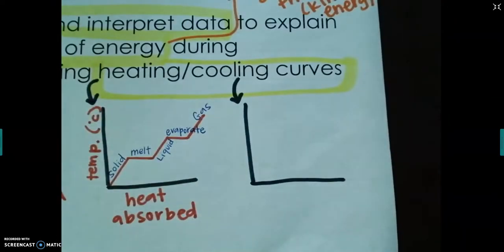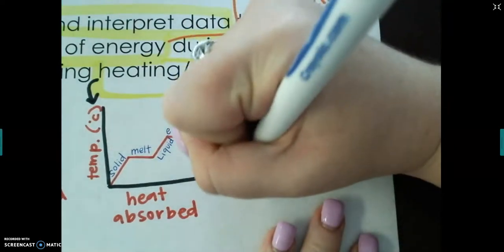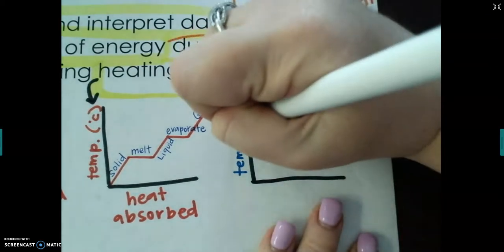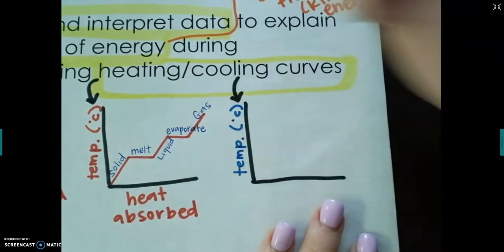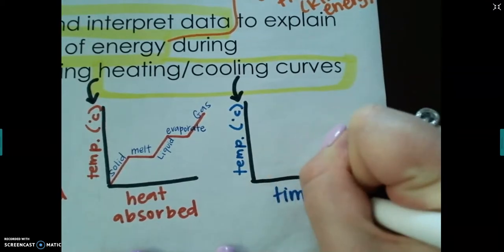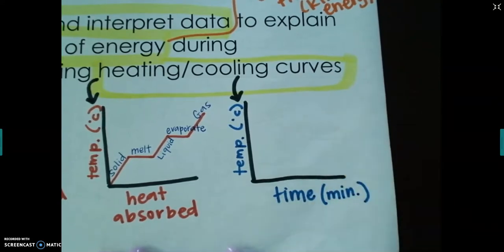So let's draw our cooling curve first, and I'm going to use blue. So we want to first label our axes. On this axis, we are again going to write temperature, and I'm going to again abbreviate that as temp. And I'm going to put my unit of measurement, degrees Celsius. And then across this axis this time, I'm going to write time, and I'm going to say this is in minutes. It'll depend on the curve that you're looking at. It might be in seconds, it might be in minutes, it depends on the curve.